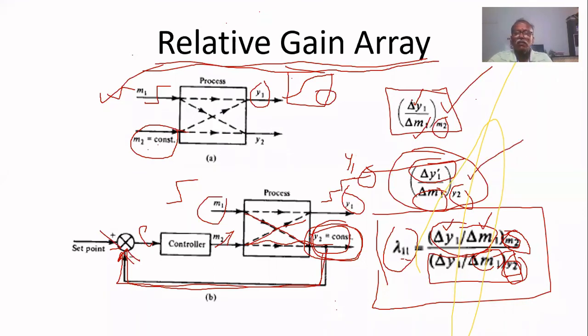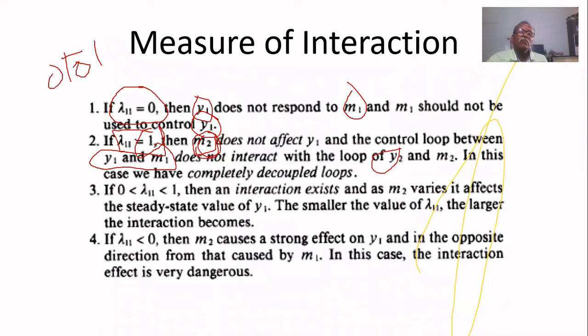What is the difference between the two? In the first case m2 is constant. In the second case m2 is allowed to vary, but there is no change in y1. You get the same value. It means m2 does not affect y1. That is the meaning. If lambda 1 1 equals 1, then m2 does not affect y1, and the control loop between y1 and m1 does not interact with loop 2 and m2. In this case, we have completely decoupled loops. So m1 does not affect m2, and m2 does not affect m1.